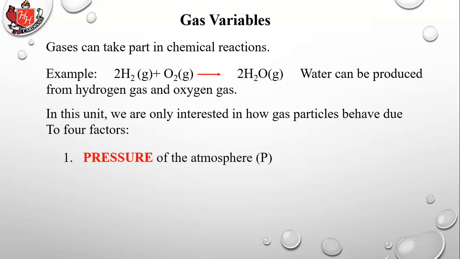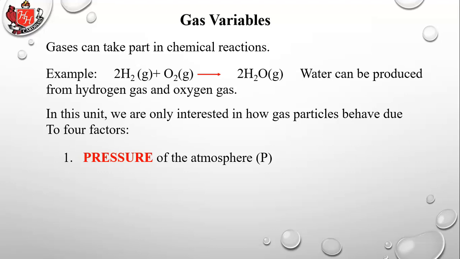Gases can take part in chemical reactions. Here's a reaction that we've seen before: 2H2 plus O2 gives you 2H2O. You notice that the states all say G. They're all gases. Water can be produced from hydrogen gas and oxygen gas. Of course, water could be in liquid form as well, but we're assuming in this particular example that it's going to be in gas form.